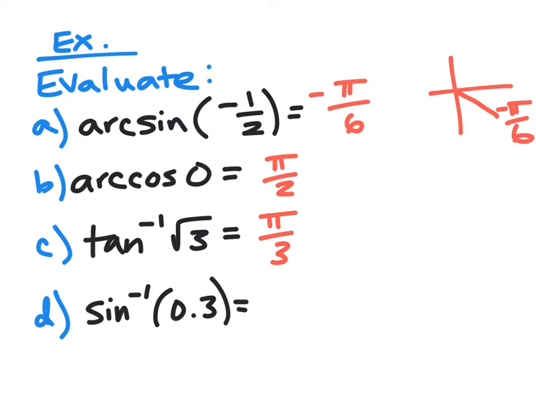Now the last one, inverse sine of 0.3. 0.3 is not on the unit circle, so this is a calculator problem. When typing this in your calculator, make sure that you are in radian mode, otherwise you will not get the correct answer. So all I need to do is make sure I can type that in my calculator, and this would give me 0.305. We are always going to round to 3 decimal places.